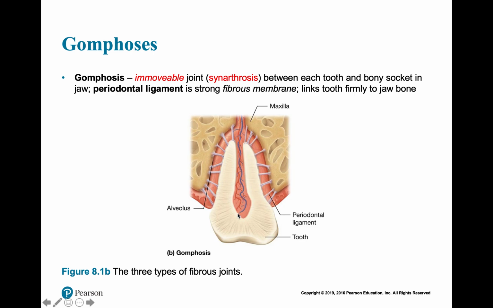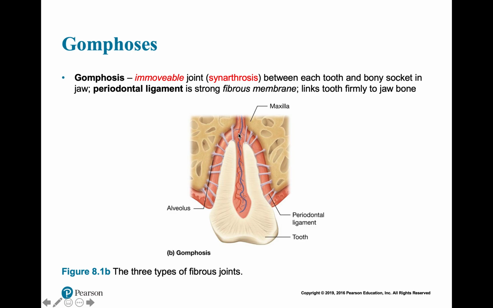So what bones of the facial skeleton house teeth? It's going to be the maxillary bones or the mandible. The maxillary bones would be the upper jaw, and the mandible would be the lower jaw. That's where we have teeth present, right? So gomphoses are located between the teeth and the maxillary bones, or the teeth and the mandible.